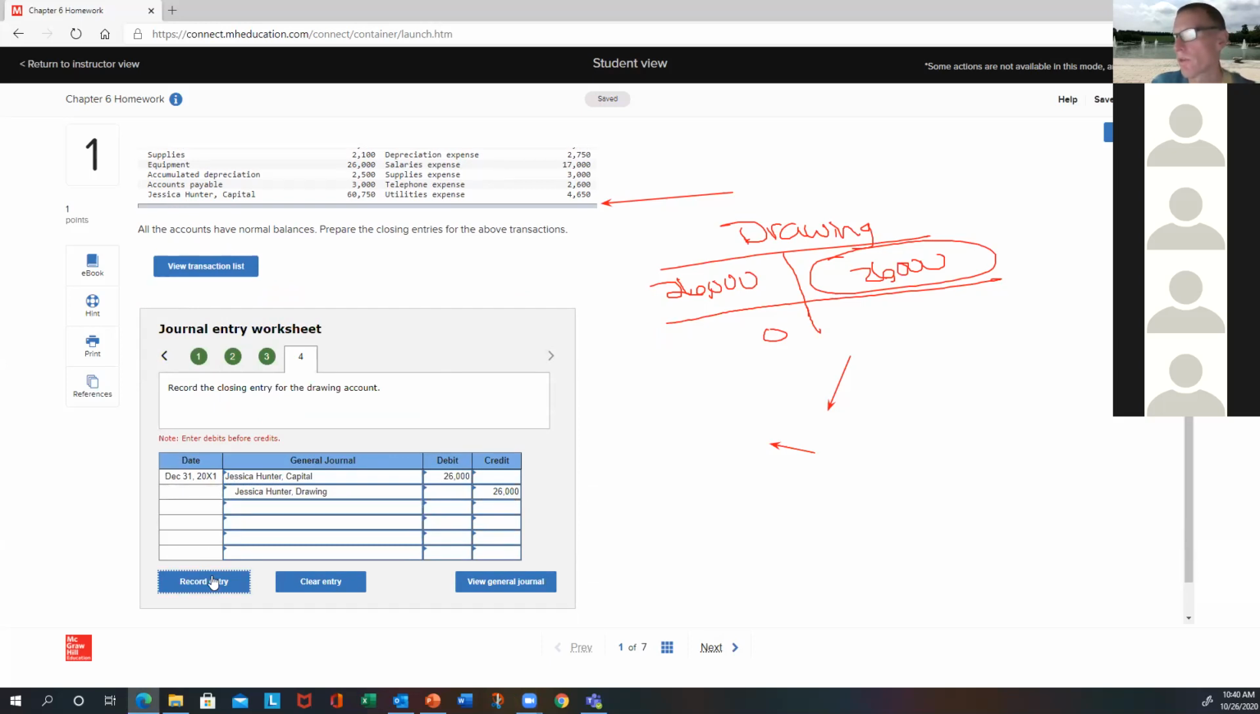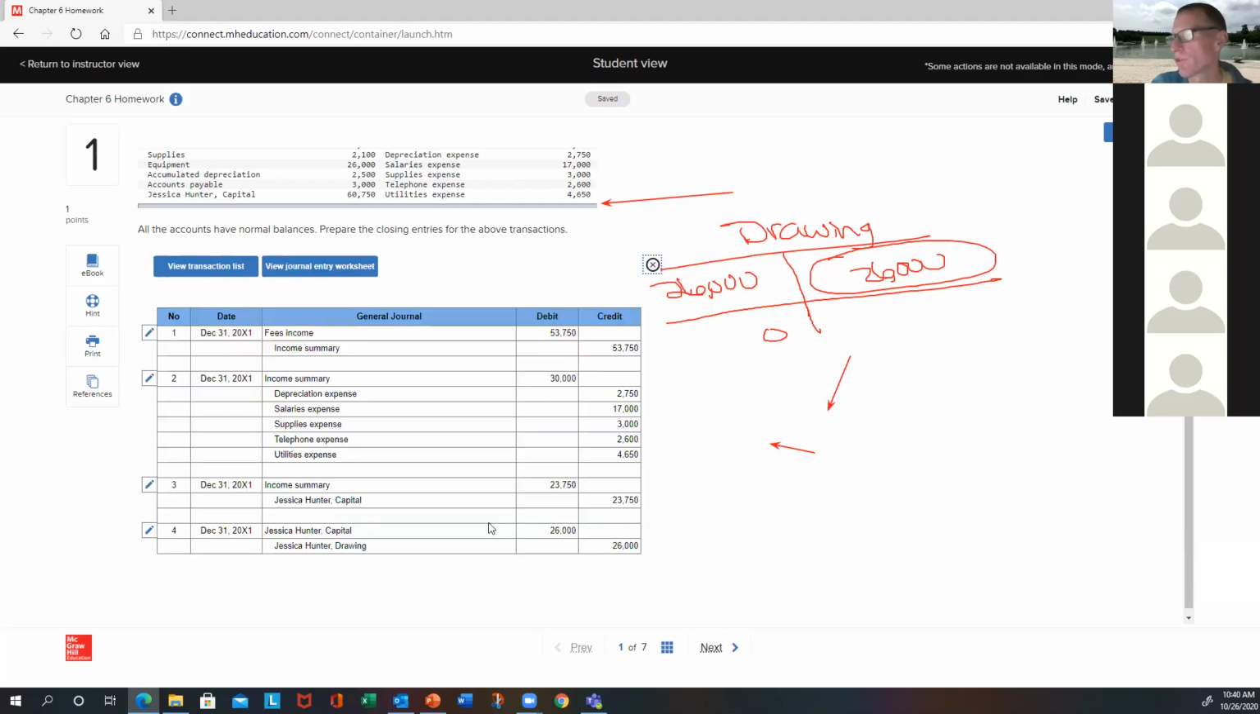I'm going to hit record, and then just bring up the journal once more, and that would contain all of your 4 closing entries. Okay, so at this point, revenues, expenses, income summary's done. The last one, notice they don't use income summary, they just close out the drawing directly into capital. Okay, so at this point, there's that 26,000 credit drawing, and you're done.